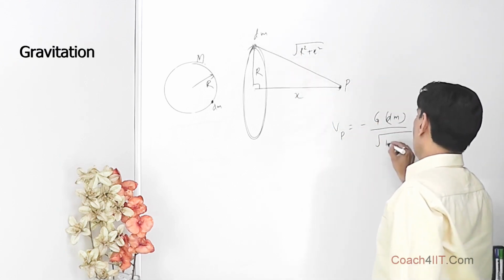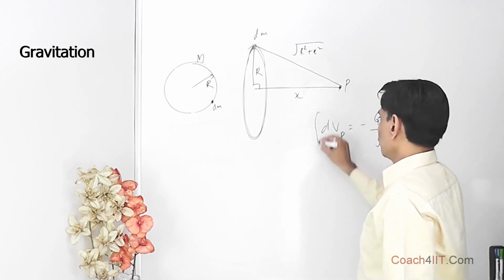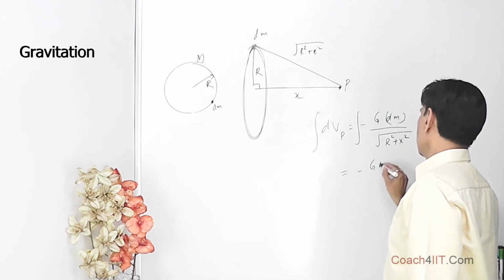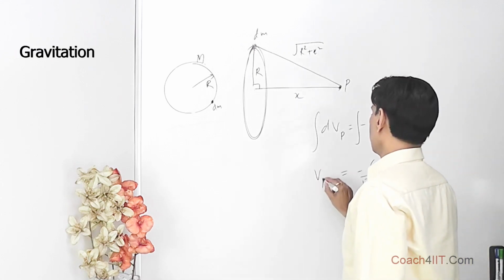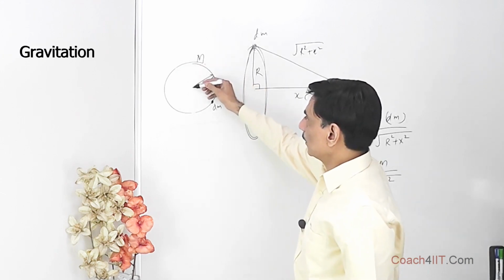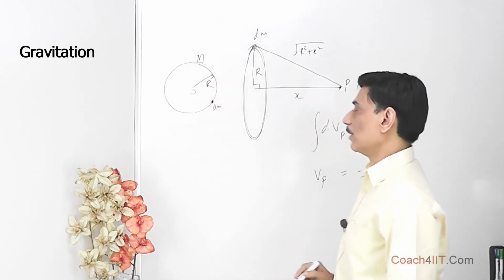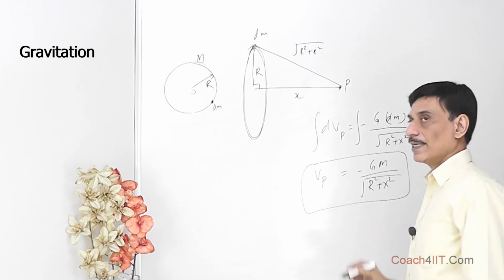This is r square plus x square root. And the total gravitational potential, that is, we add it, integrate it, comes out to be minus GM upon square root of r square plus x square. So this is the gravitational potential because of this ring of mass m and radius r at a distance x from its center and perpendicular to the plane in which this ring is lying: Vp is equal to minus GM upon square root of r square plus x square.